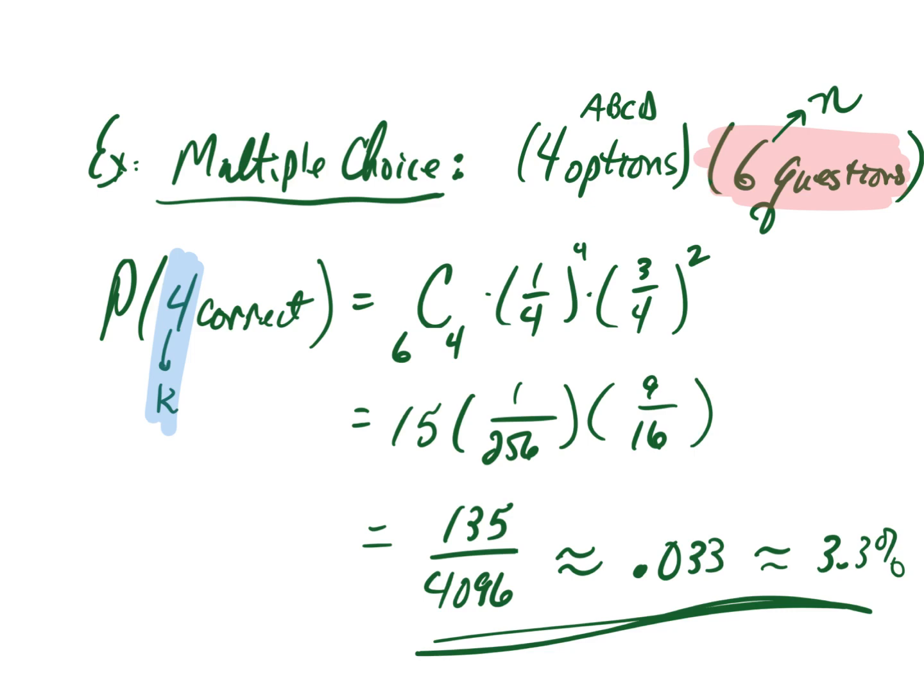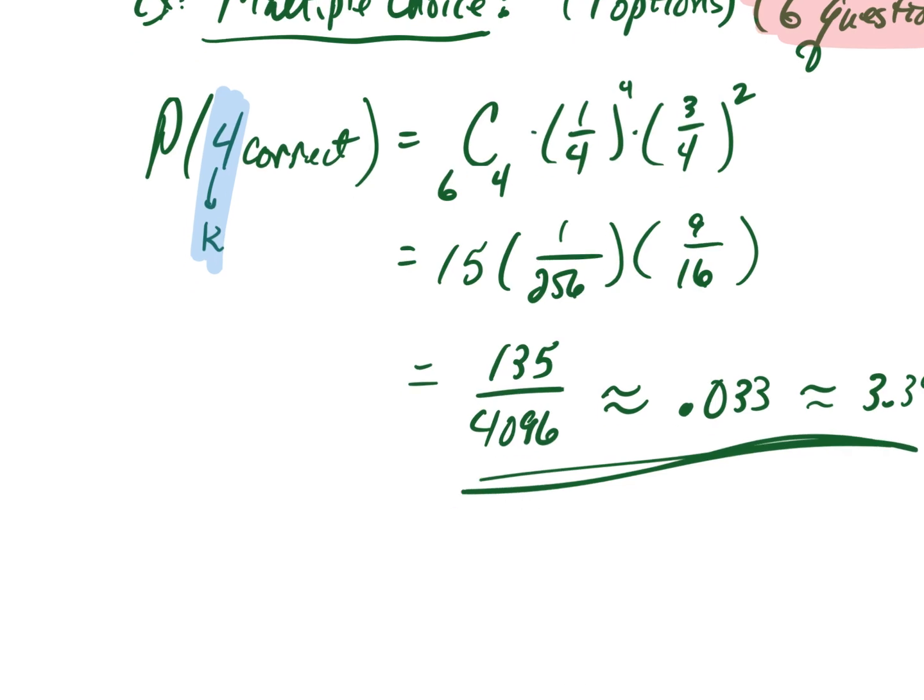Okay? Let's do maybe just a couple more quick with the same setup. 4 options, A, B, C, D on the multiple choice, and 6 questions. So let's go with the smaller amount. How about the probability of getting 2 correct? All right. So now our number of successes, our k value is 2. Our n value is still 6. We still have 6 total questions.